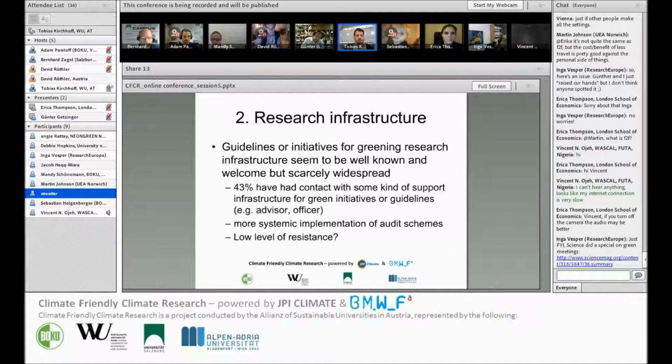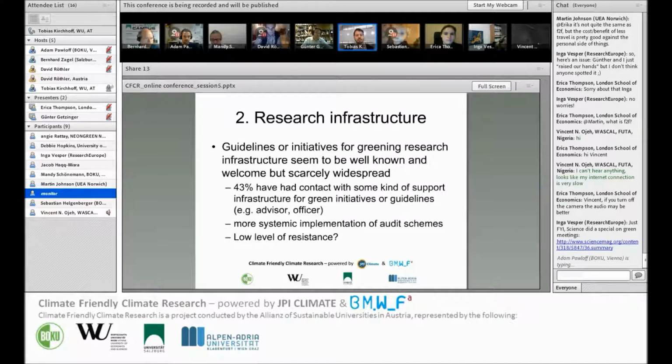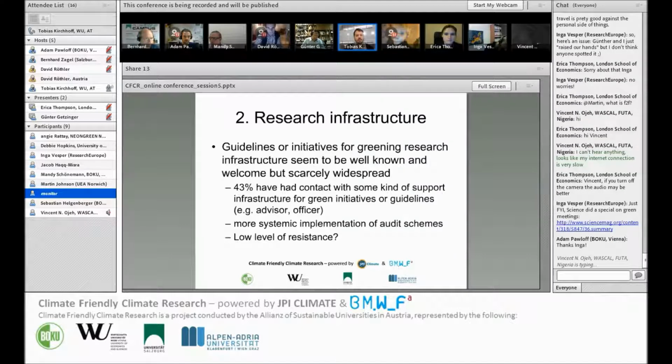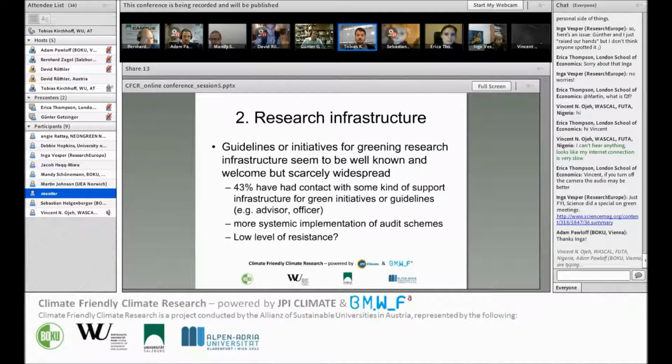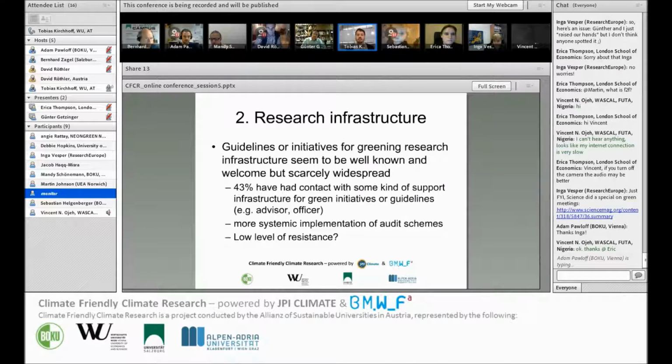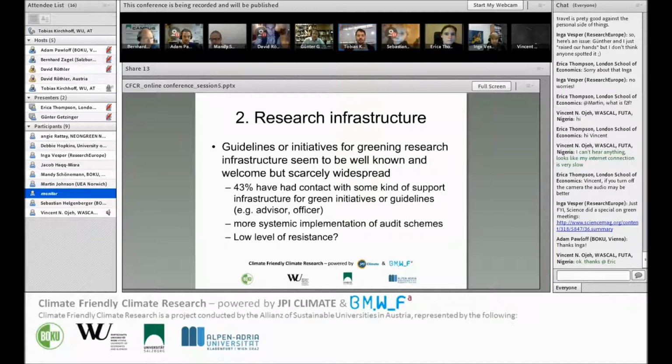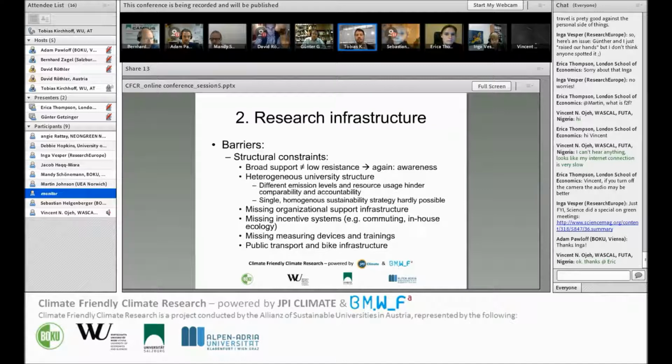So coming back to research infrastructure, these guidelines and initiatives seem to be well known. That's what I've already said in the last session, but they're scarcely widespread. So they're not really implemented within the institutions. 43% of the researchers have actually indicated that they have had contact with some support infrastructure, and I've already talked about that. But there is a need for a more systemic implementation of these audit schemes. And does this mean that there is a low level of resistance, the fact that it's well known but scarcely widespread? And I'd agree it's not.